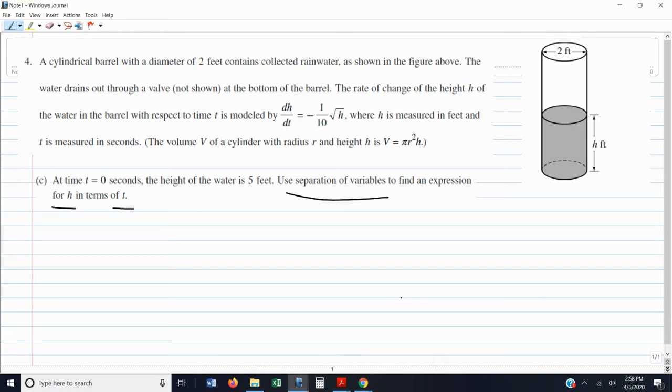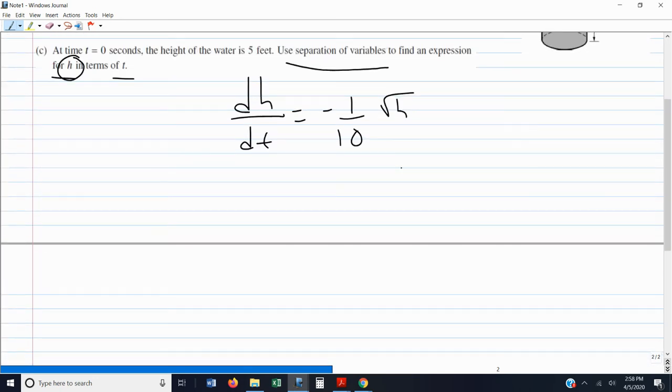This would be a great time to pause and think about how you're going to solve this problem. All right, so they say to use separation of variables, and that's a really good hint for you. This is a differential equation. It's an equation with a derivative in it. And they want you to solve the differential equation and to end up with an equation for h equals something in terms of t. So separation of variables is when we separate the variables so that the h is with the dh, and if there were any t's, they would be with dt.